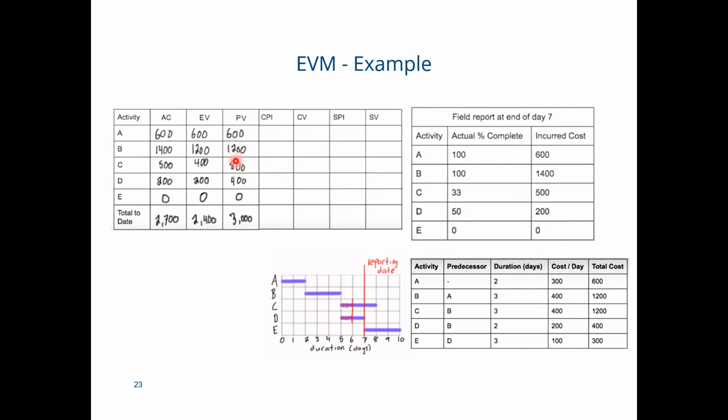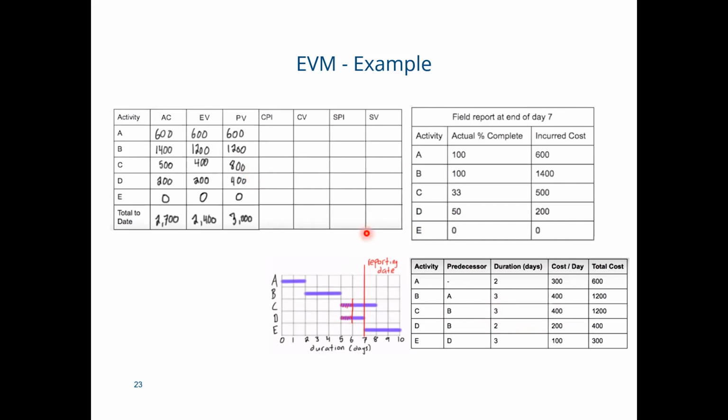Now for activity C, by the end of the reporting day, we are expecting two thirds of the work to be completed. Two thirds of the work means 2 days. So the budgeted cost for activity C is 2 multiplied by the 400 cost per day. It should be 800 here, right?